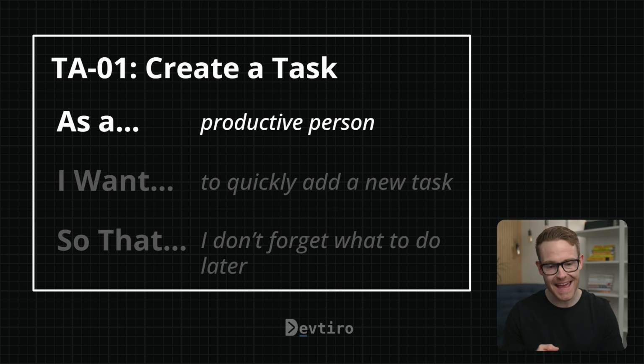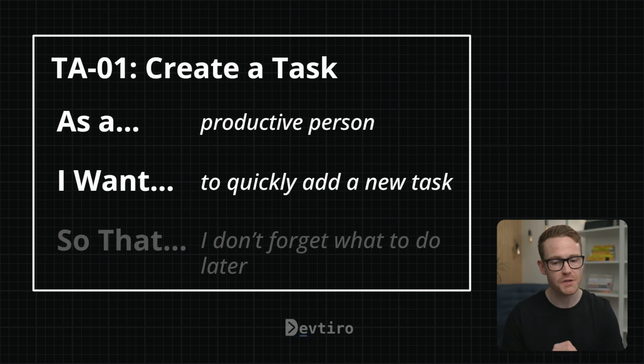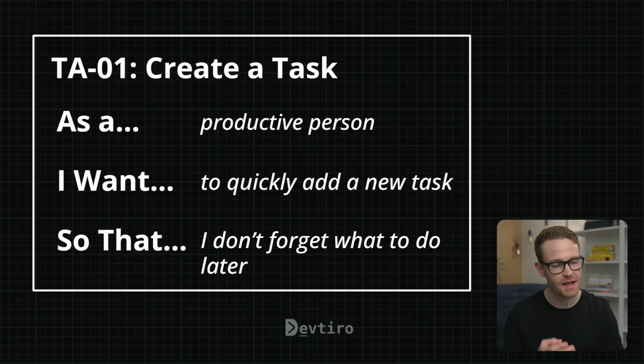We have, as a productive person, I want to quickly add a new task so that I don't forget what to do later. You'll see this 3-sentence structure with all user stories, and it tells us a lot. It tells us who, in this case, a productive person. It tells you what they want to do, in this case, to quickly add a new task, and then it tells you why they want to do that, in this case so they don't forget what to do later.